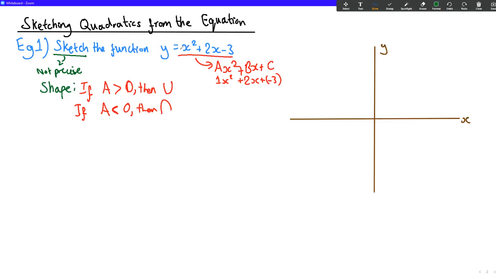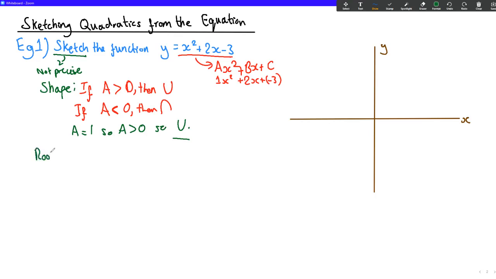So for example, in this case, our x squared term, that's basically it. If the x squared term is positive, we have a U. If the x squared term is negative, then we have an N. So a equals 1. So a is greater than 0. So we have a smiley. Okay, so we're done with the shape.